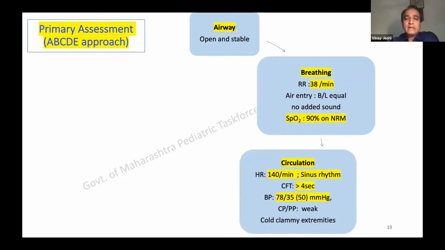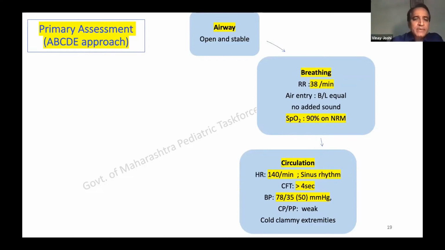However, the hemodynamics still remain unstable. The heart rate is 140 per minute, that is tachycardia, though the child is in sinus rhythm. The capillary refill time was more than 4 seconds. And if you look at the blood pressure, the child is still hypotensive with systolic of 78 and diastolic 35 and mean of 50 millimeters of mercury. Both central as well as peripheral pulses were weak, and the child had cold, clammy extremities. So the child was definitely still in a state of hypotensive shock.